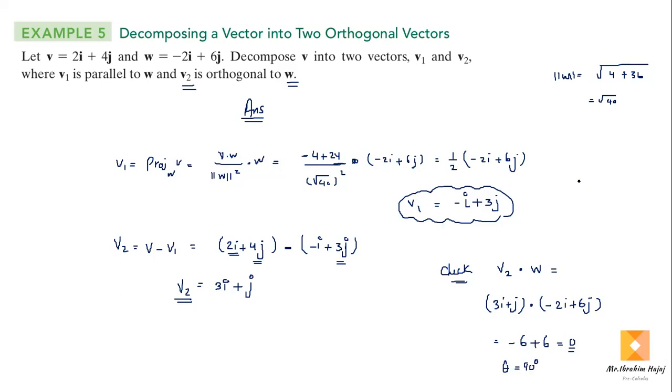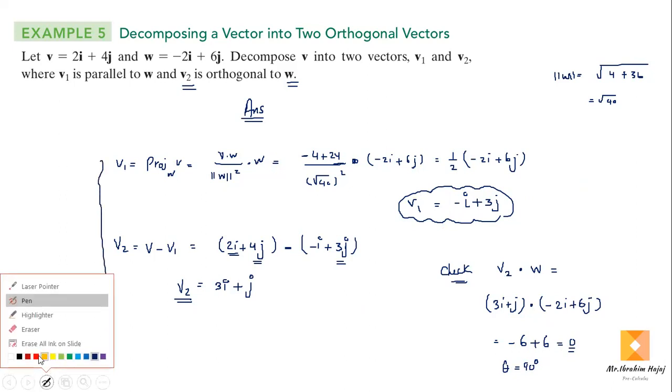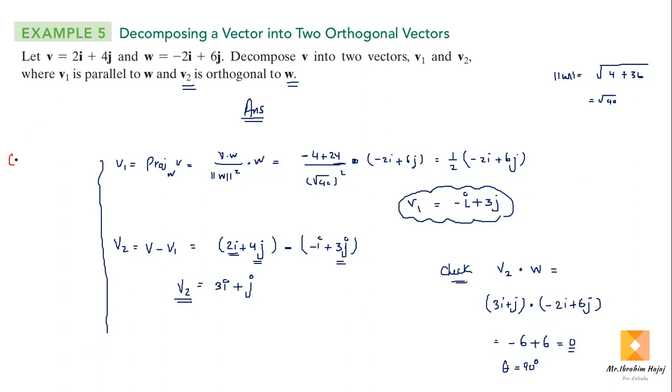Now, is V1 parallel to W? We can find the angle between V1 and W to make sure whether they are parallel or not. How do I know they are parallel? I get cosine theta, which is V dot W over the magnitude of V times the magnitude of W. So cosine theta is equal to this, between V1 and W, to check that V1 is parallel to W.